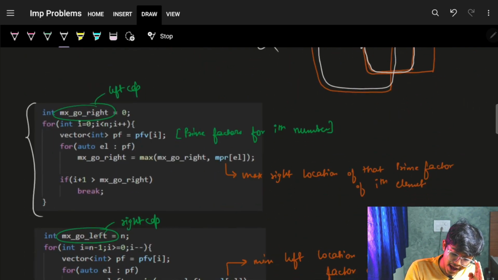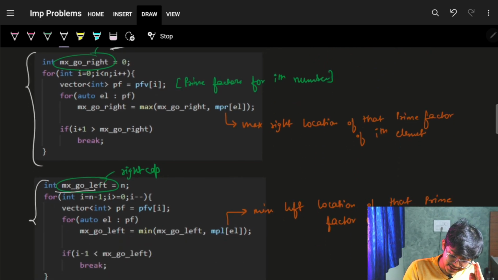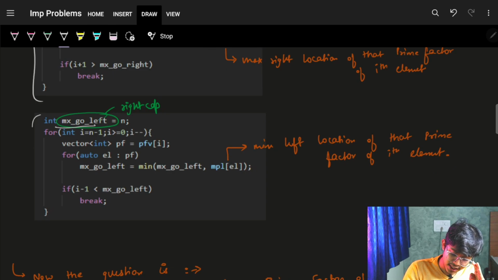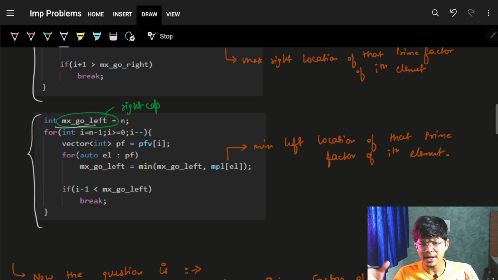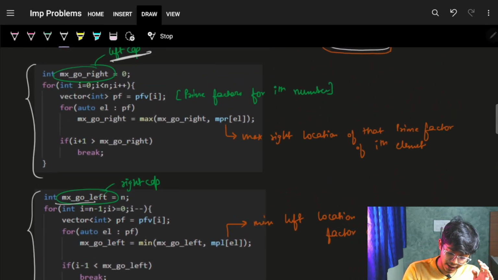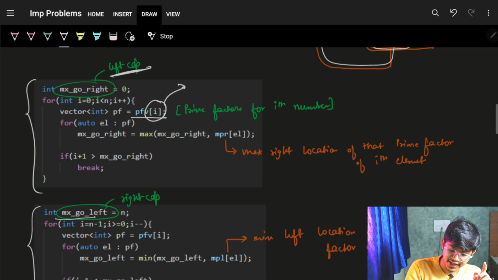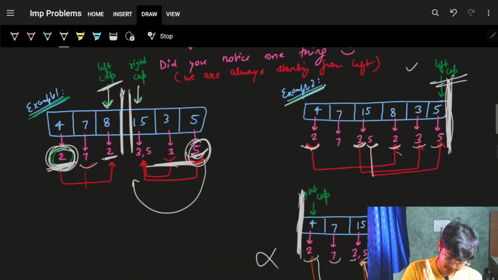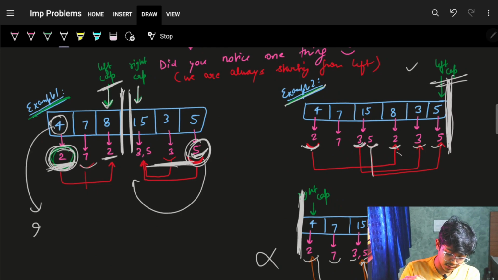So basically, my max go right is the left cap, and my max go left is the right cap. I'm trying to see how maximum it will go to the left. How maximum it will go. So it's the left cap and it's the right cap. Here in this, I just find the prime factors of every number at the ith index. If I'm standing at the ith index, which is I'm standing at 4, I find the unique prime factors of this number, which is 2.